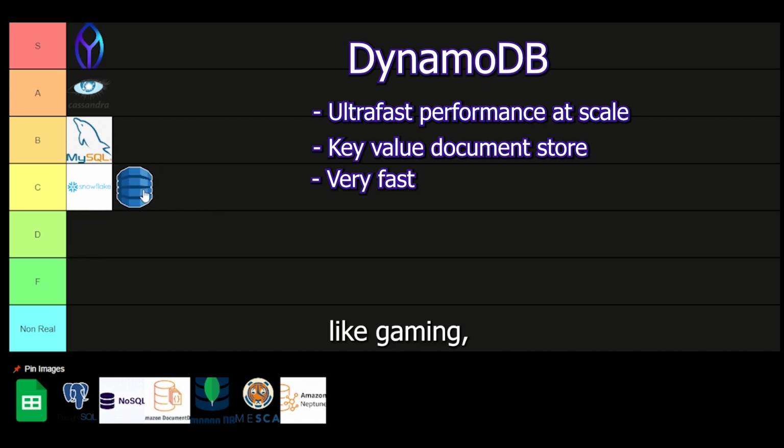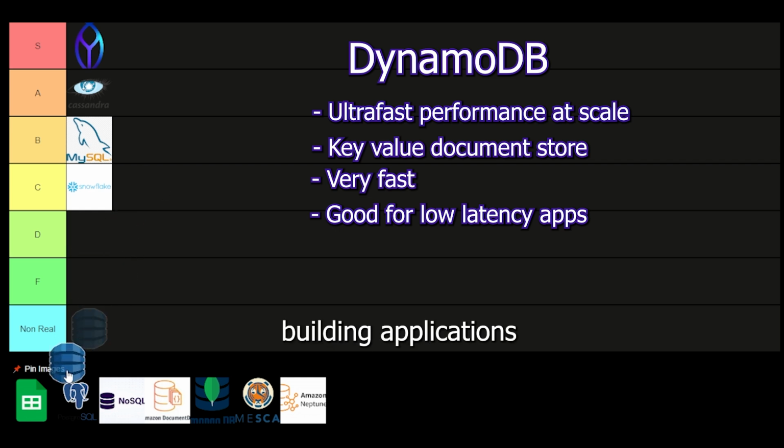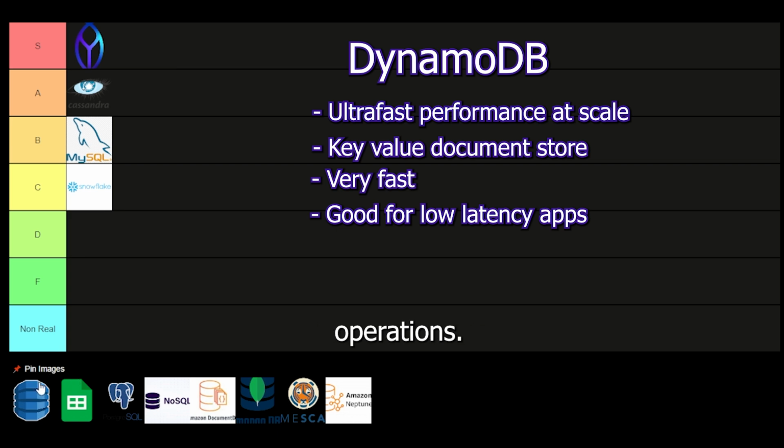This could include things like a gaming application. DynamoDB would be great. It has features like on-demand scaling, global tables, and built-in caching. DynamoDB lets you focus on building applications without worrying about database operations. It is a great database to use to achieve low latency reads. There is actually even a strongly consistent mode that ensures that a read operation always returns the most up-to-date data, reflecting all writes that were successfully completed prior to the read.